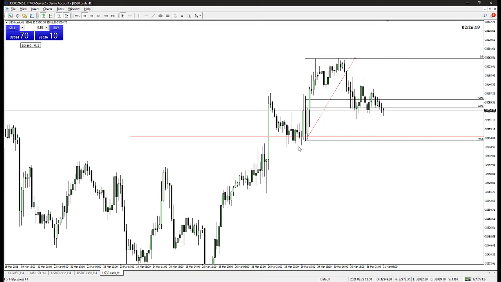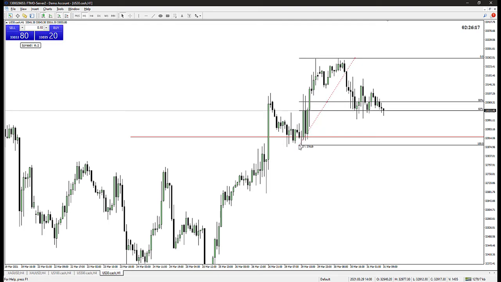That's my bias. I'm looking to possibly take a long position. So I'm just going to wait to see if we get some bullish pressure coming into the market. So I'll pause this and we'll wait to see if we get a setup, and then I'll jump in and keep you guys up to speed.